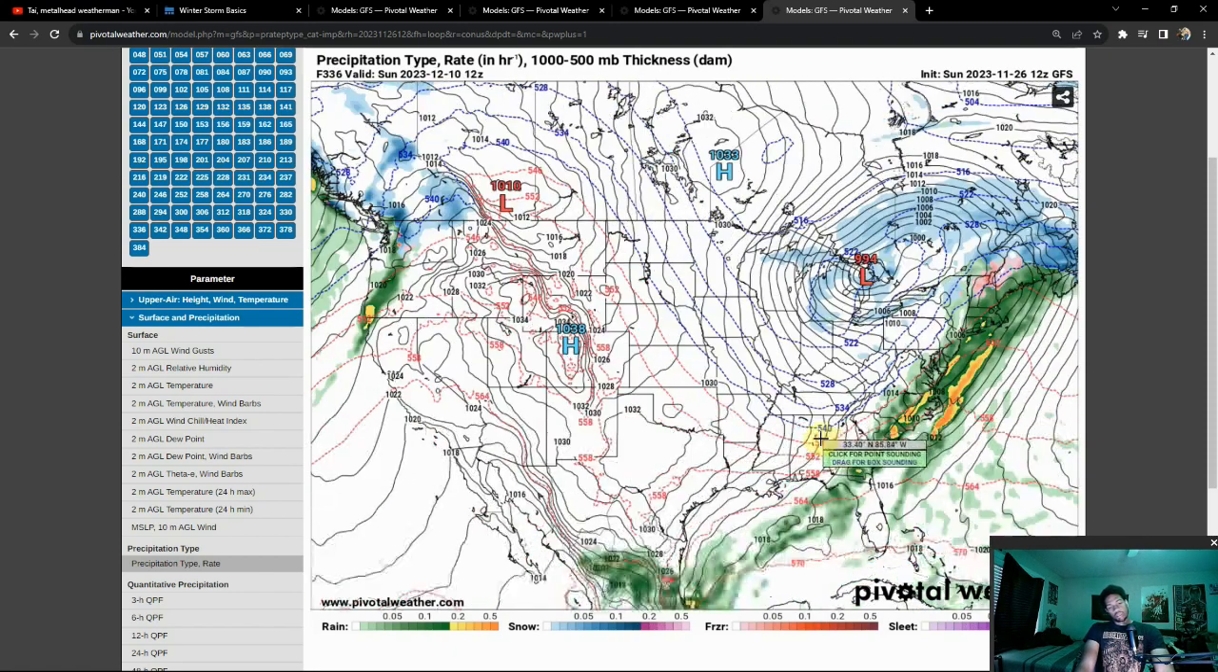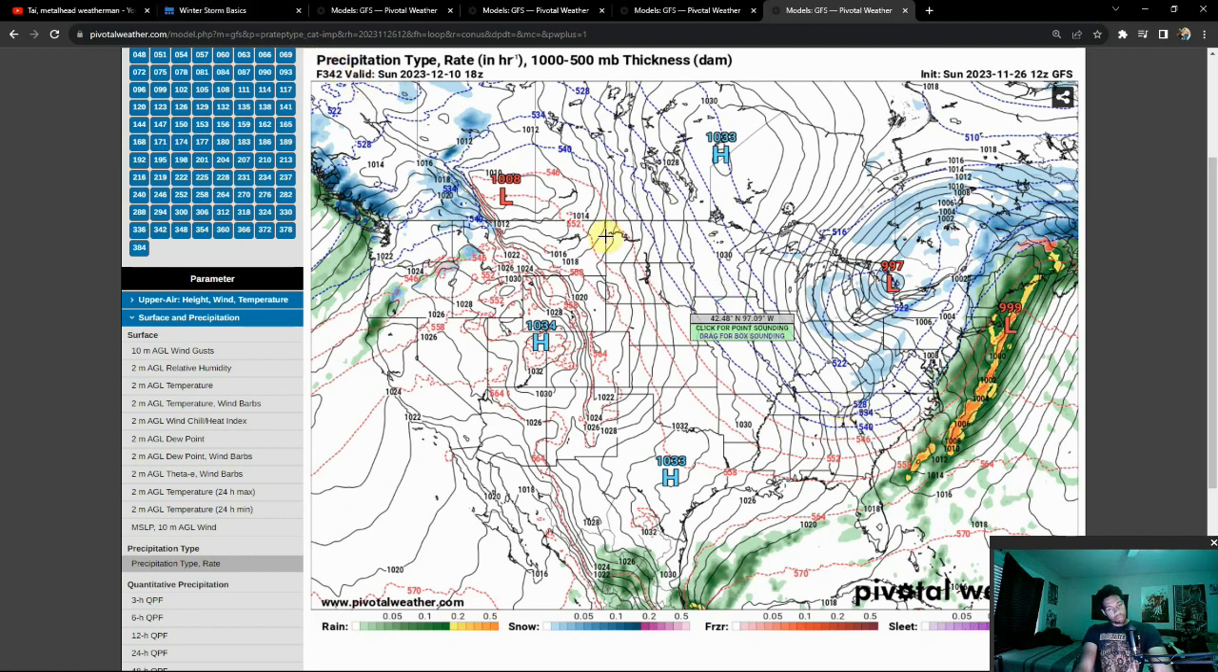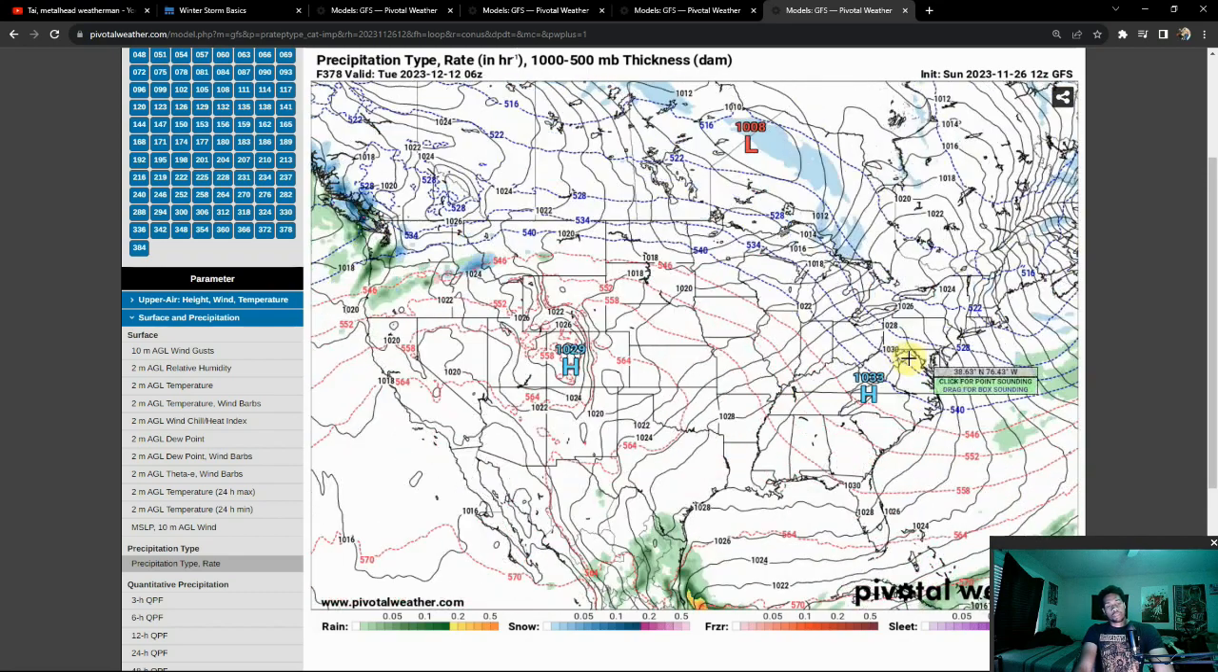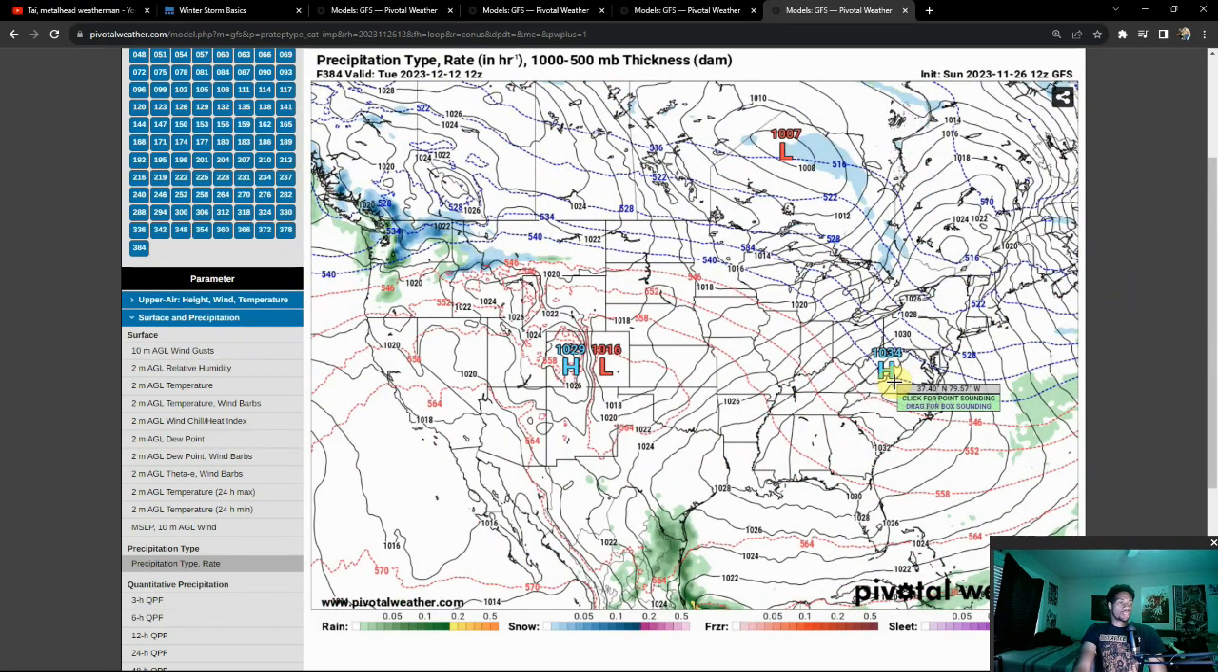But then also, if you look at this setup right here, 342 hours out, this is the case where you can get some little wraparound moisture and just a little bit of cold air that can spark off some snow flurries. This would mainly be towards the mountain ranges around the Appalachians in particular. But outside of that, wouldn't expect much in the way of flurries anywhere else towards the valley, so to speak.